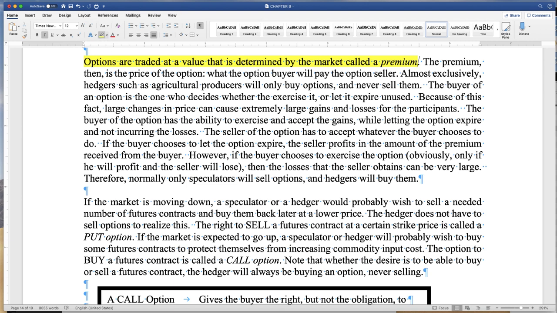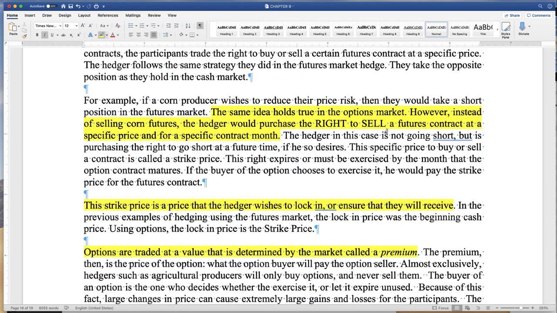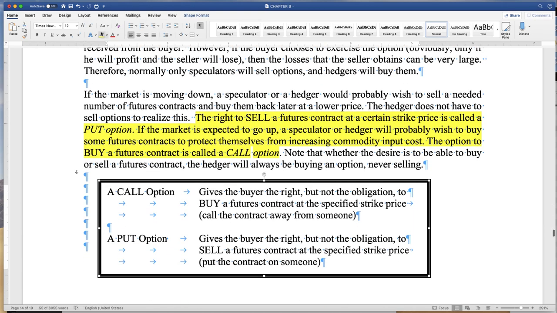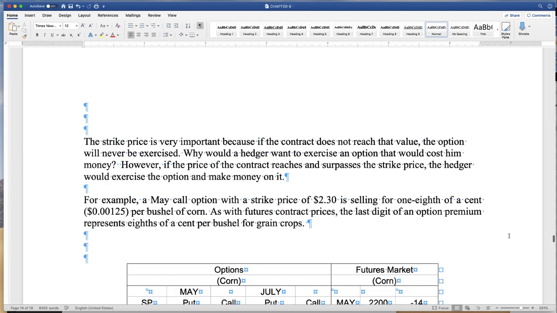Now, options give you the right to buy or sell, and the right to sell is called a put option. And the right to buy is called a call option. So make sure you get those terms right. The call option, for example, is just a right to buy, because that's what we did in the cash market, the right to buy or sell. So if you needed to buy, you would use a call option. If you needed to sell, you would use a put option. This table here also gives you more of that explanation, so make sure you look at that.